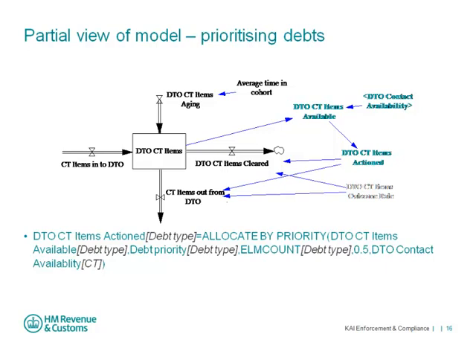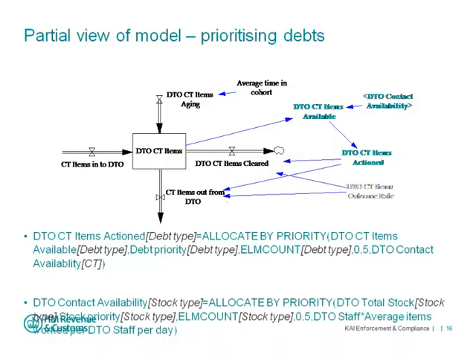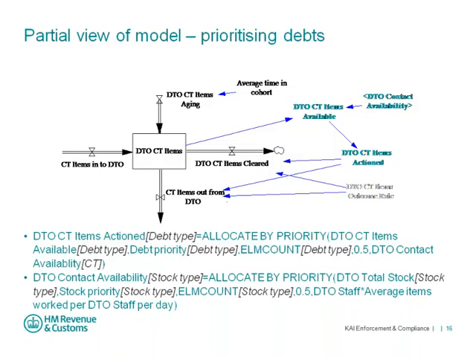And that in turn is a function of the allocate by priority equation, because we have a certain amount of debts within our debt technical office, and we have a certain number of people, and we need to balance the availability of our people and what we need to work on by what is our top priority debts at that time, because we may want to be working on corporation tax debts ahead of self-assessment debts, ahead of something else at a certain period of time to deal with our stocks and flows.